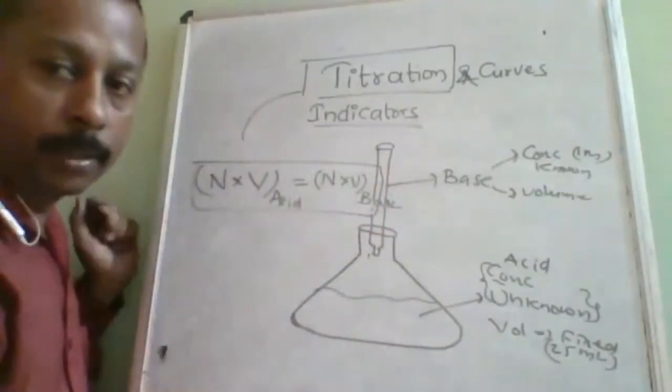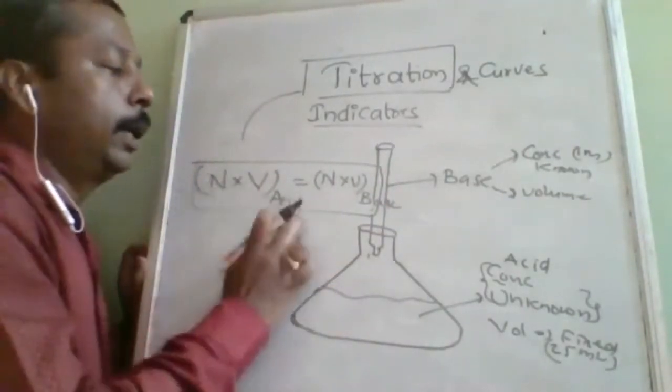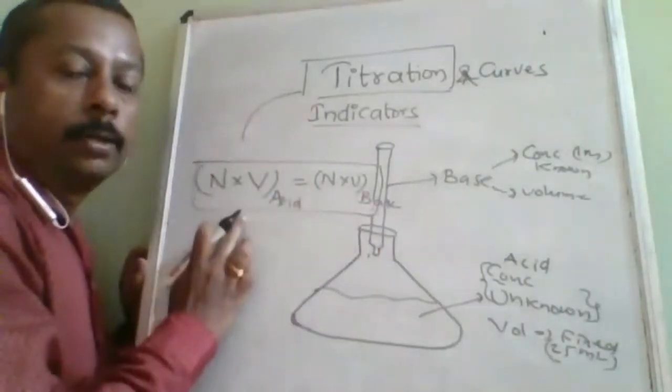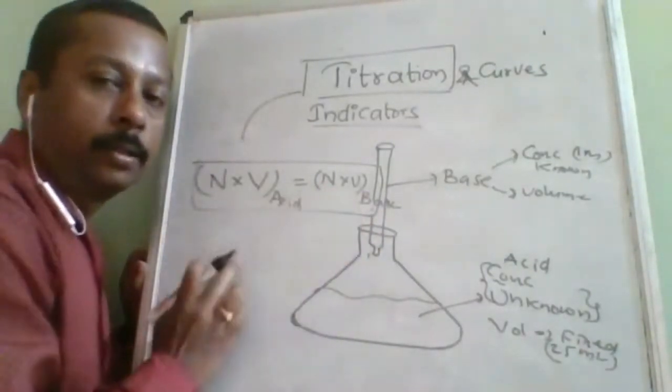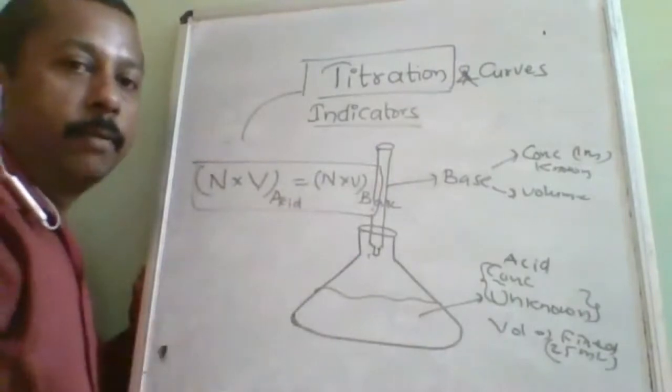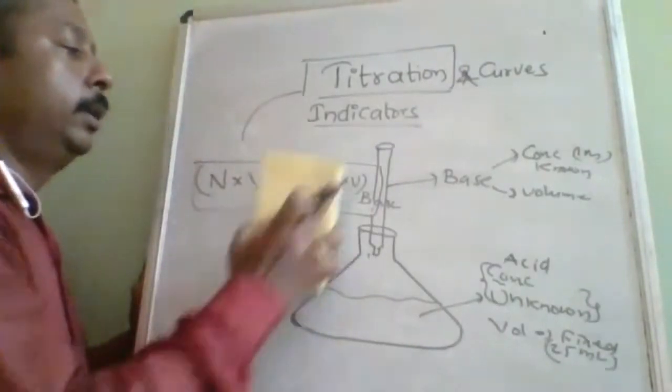In any titration, the condition that must be satisfied is that acid should equal base, or reducing agent should equal oxidizing agent, at the equivalence point. That is only called the equivalence point.